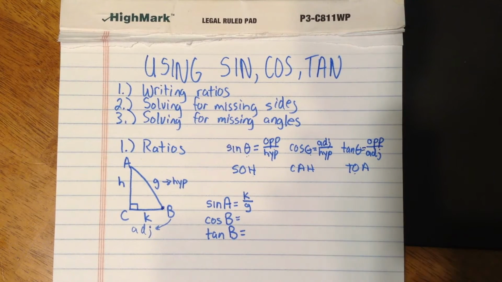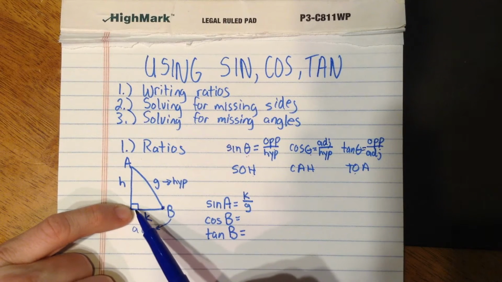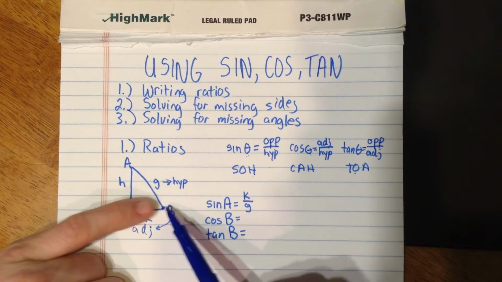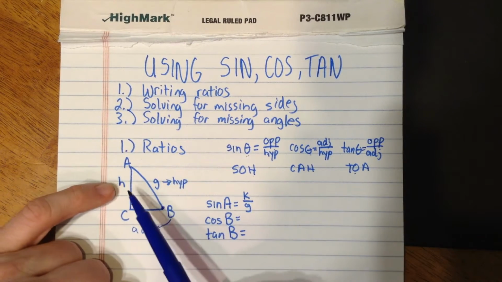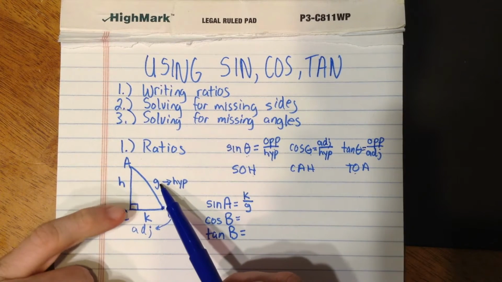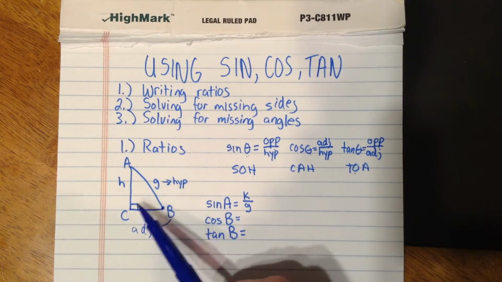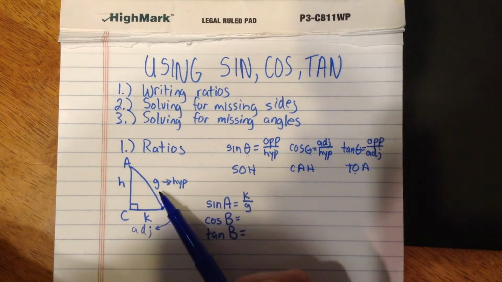Sorry if I'm going too fast. But I give you a triangle, has to be a right triangle. Triangle A, B, C, it's a right triangle. Sides are H, G, and K. I've taken the liberty of labeling G as my hypotenuse because it's across from the right angle. Hypotenuse is always across from the right angle.